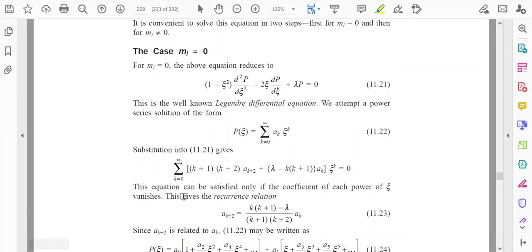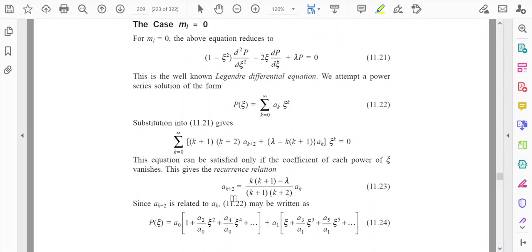Now this equation can be satisfied only if the coefficient of each power of zeta vanishes, and this gives the recurrence relation. If the coefficient of each power of zeta vanishes, then the terms in the third bracket will be 0. So we can write a k plus 2 is equal to k into k plus 1 minus lambda divided by k plus 1 into k plus 2 into a k. This relation is known as the recurrence relation.